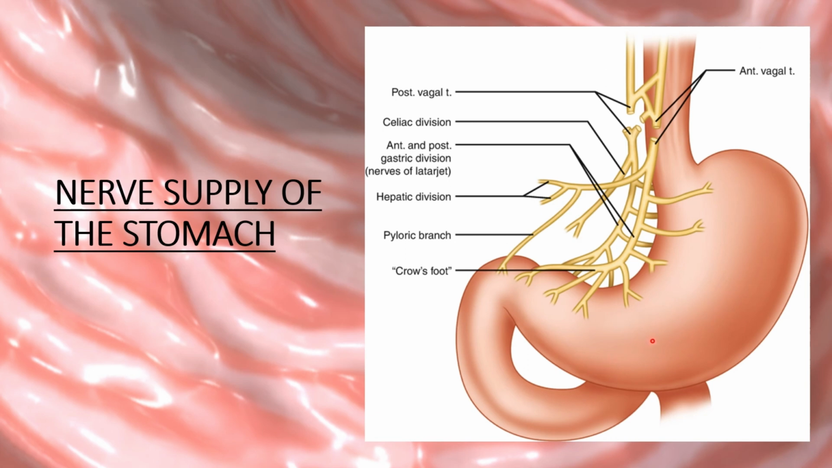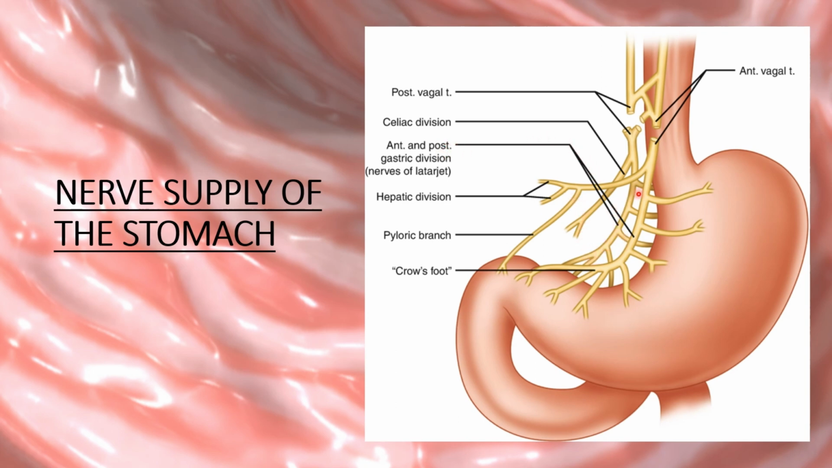Also, we have another nerve, the posterior vagus. This posterior vagus is mainly formed by fibers from the right vagus nerve and enters the abdomen posterior to the esophagus. After entering the abdomen, it divides into two main branches: the coeliac and the posterior gastric.